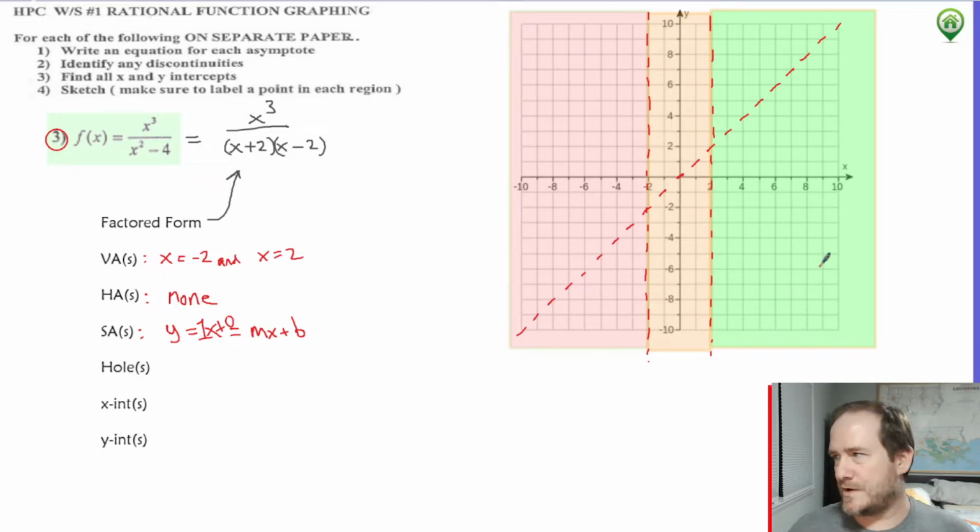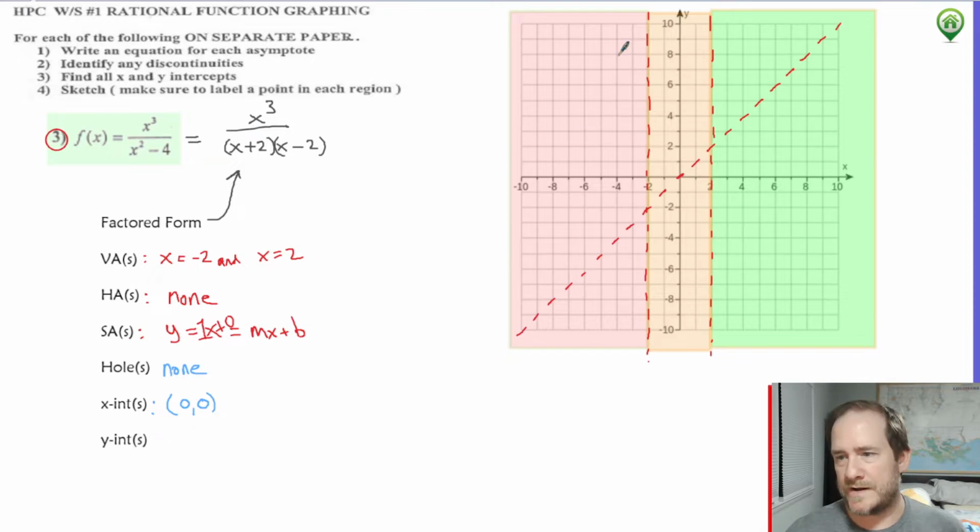Okay, do I have any holes? No. I don't have holes because there are no zeros of the numerator that are also zeros of the denominator. Do I have any x-intercepts? Yes, because the x-intercepts, remember, were the zeros of the numerator, and there is a zero of the numerator. It's 0. So there's an x-intercept at x equals 0, and plugging in 0 gives 0. So we know we pass through the origin.